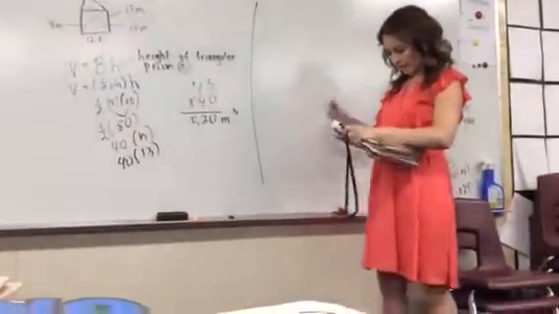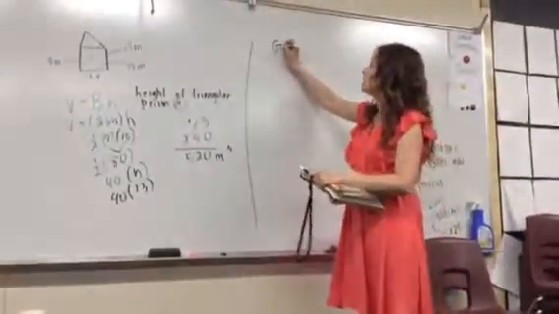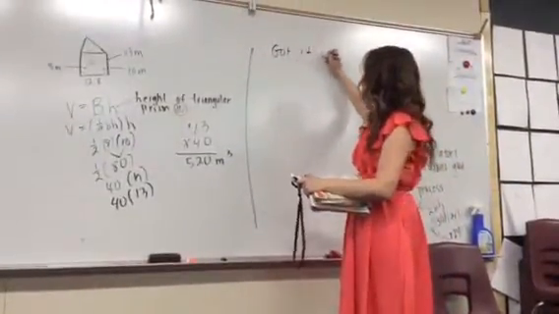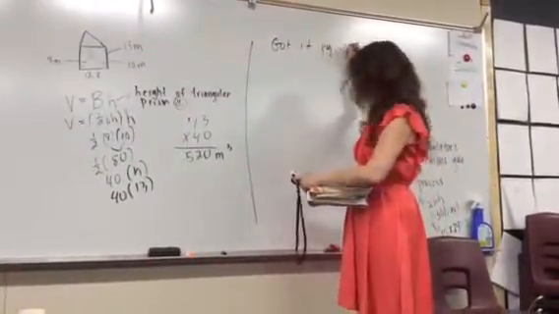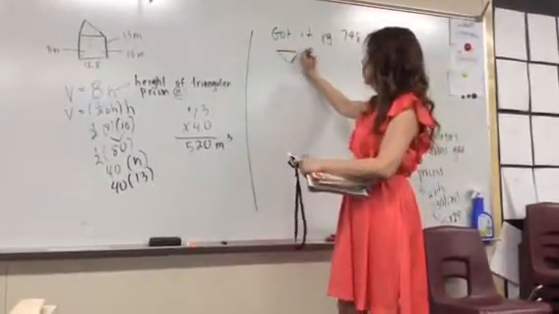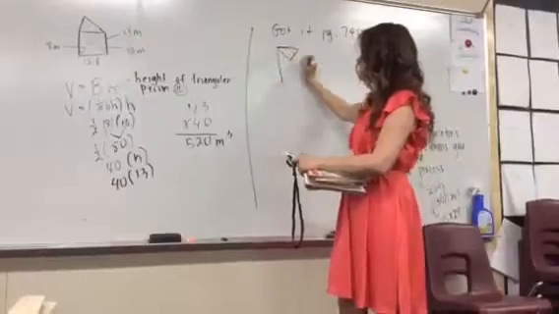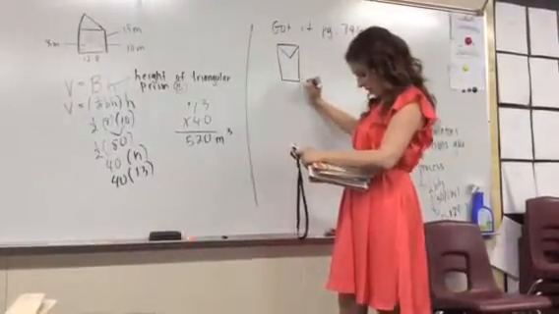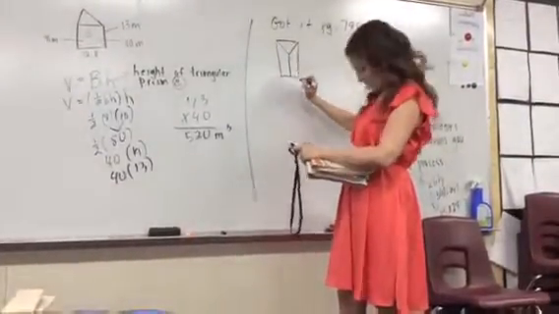Okay, we're going to try one together. We're going to have everyone do Got It on page 748. Now you're still videotaping this, because at home the kids are going to be doing this and they're going to want to know how in fact we got this answer.